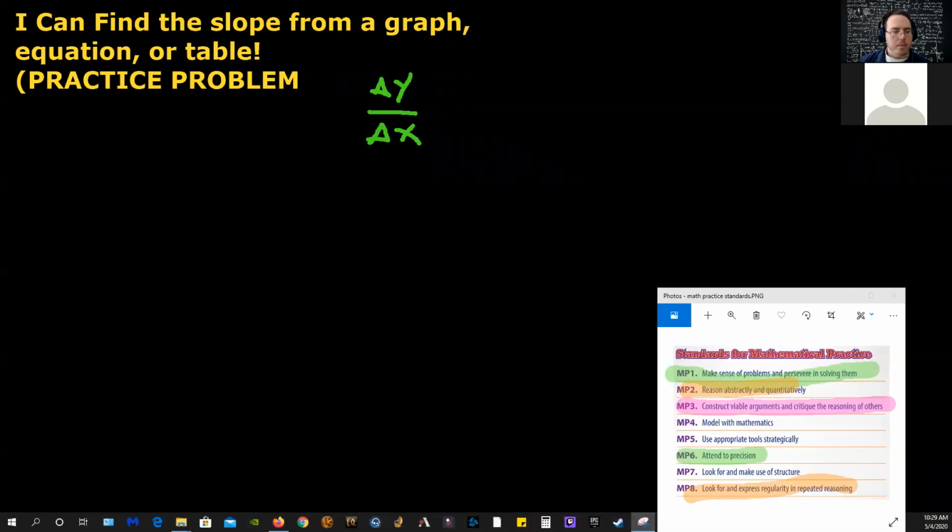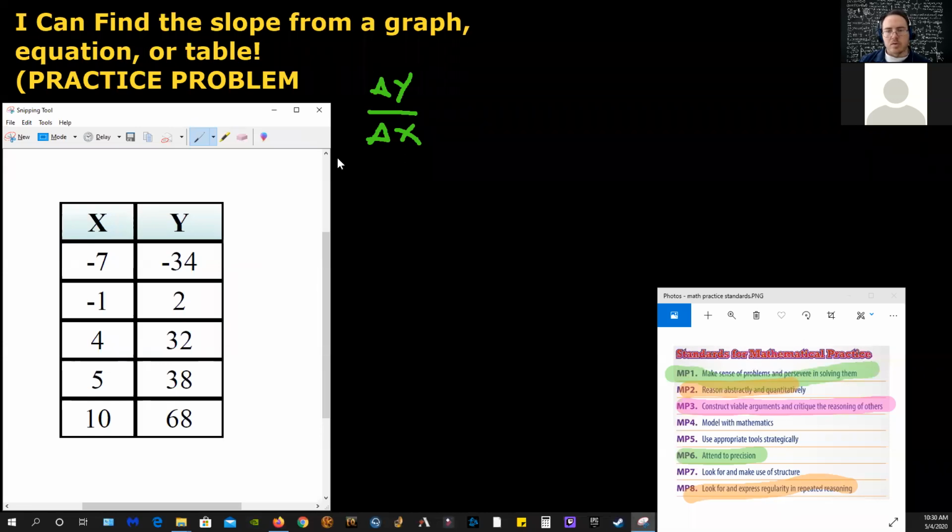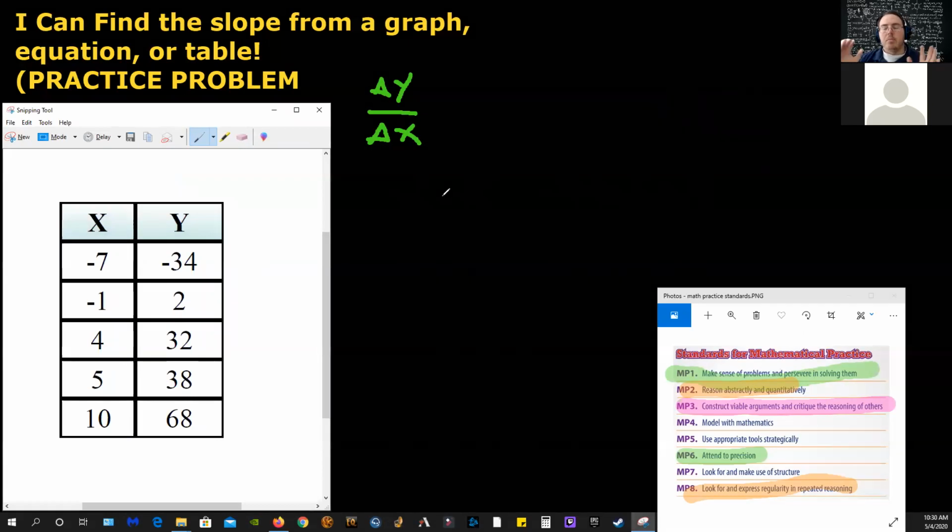All right. So here's your table. So chat, pick whatever 2 coordinates you want. If you're on the YouTube replay, pause now, try to calculate the slope, and then hit play, and let's see if we come up with the same answer. And go ahead.